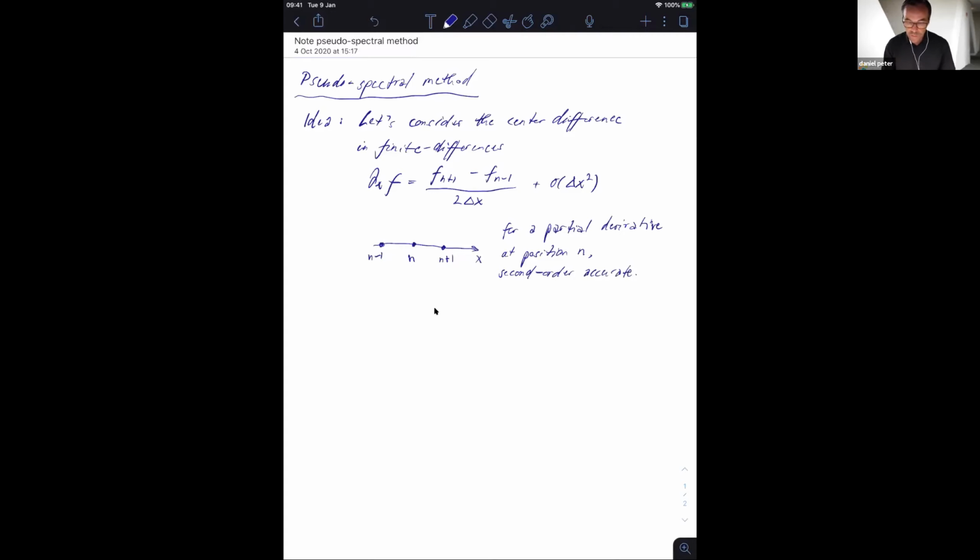Now, last time you saw, for example, when we go to higher order finite difference schemes, the stencil becomes wider when we increase the order. So we need more information from the neighboring points. And that helps us to increase the order. So the idea now of the pseudo-spectral method is what if we now use the information from all grid points.